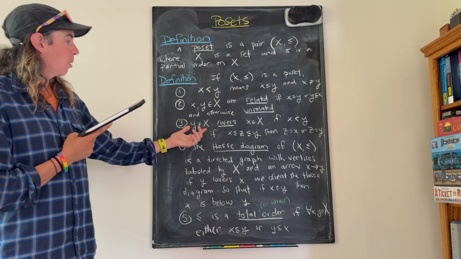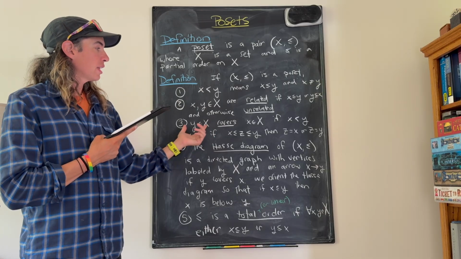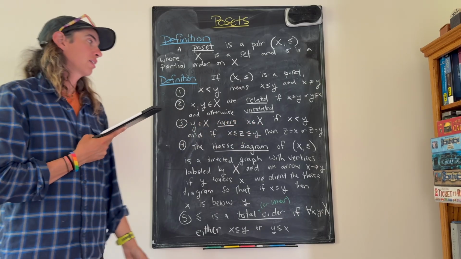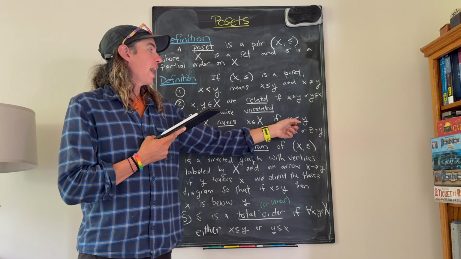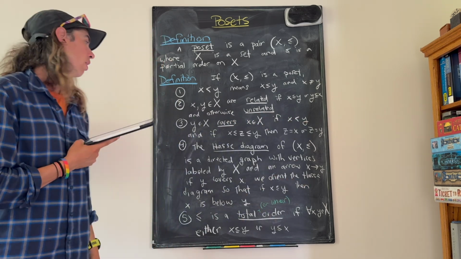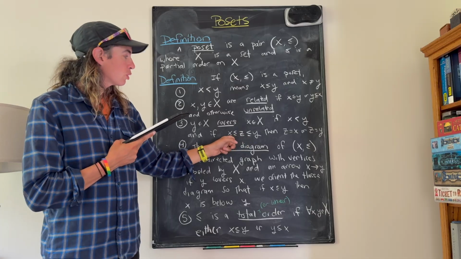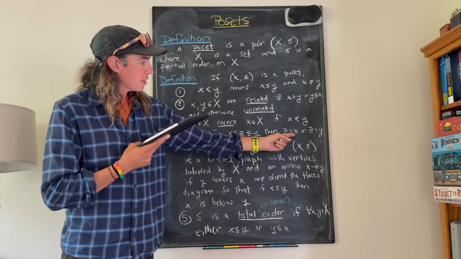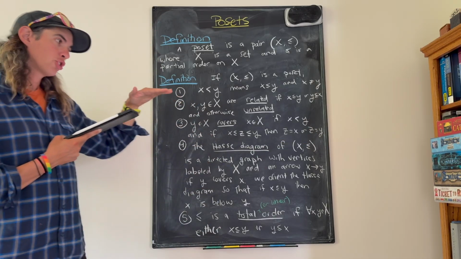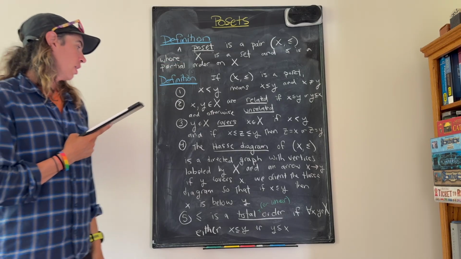Okay, so given any y and x, we say that y covers some x in X if x is strictly less than y, and if there's any z in between x and y, then z must either be equal to x or equal to y. So there's nothing strictly between x and y.